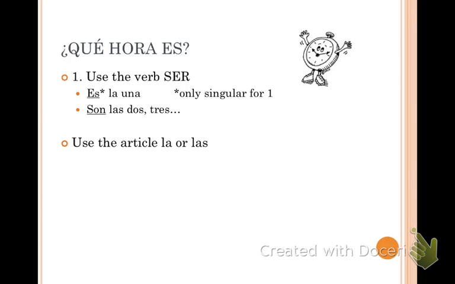The other thing we're going to do, you probably noticed this, is in front of the hour, you're going to use the article la for una. Notice it's una, not uno, because hora is feminine. Because hora ends in an a, we have una, and we also have la, not el. For all of the other times, we're going to use las. So las cuatro, las seis, everything but one. One is la una, and everything else is las dos, las tres, las cuatro.